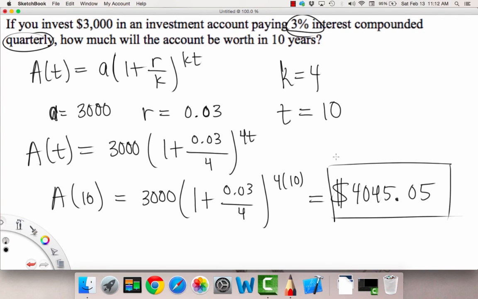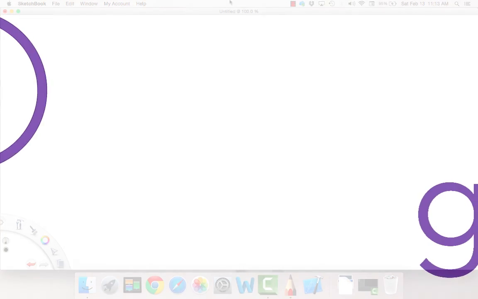It's really important to understand what each of these variables means. The A is our initial amount. r is the annual percent rate of change, so per year. k is the number of times you compound in 1 year. And t is the number of years you're actually doing it for. Okay? Satisfaction.